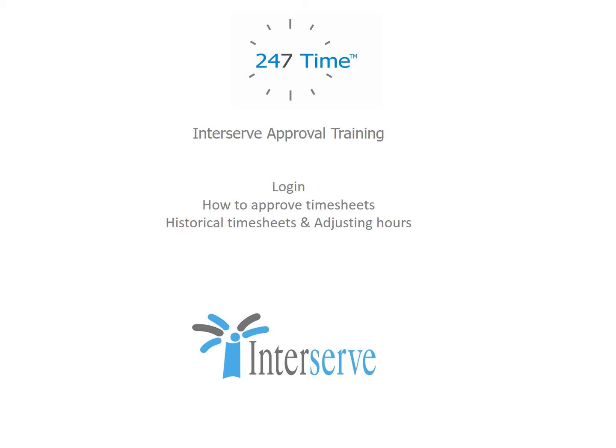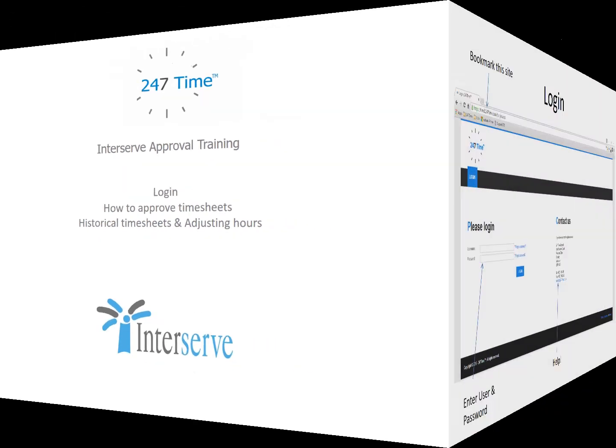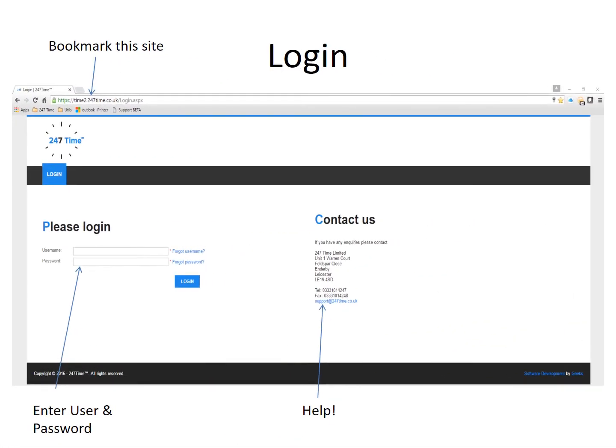What I'm going to show you is how to log into the 247 time system, how to then go to your timesheet and approve hours that an agency has inputted, and then what are historical and adjusting hours and how to manage those. So first and foremost is how to log into 247 time.